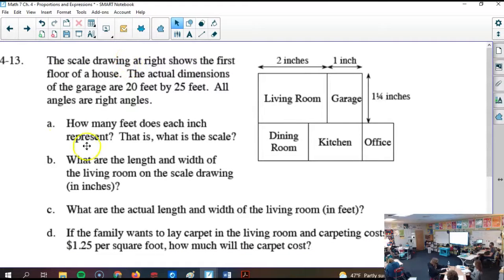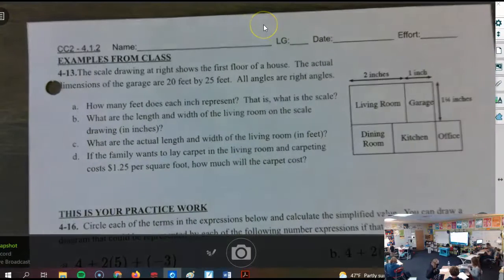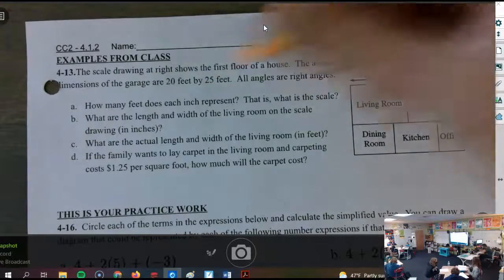So, this is on your notes paper. Get out your notes paper if you put it away for some reason. This is on 412 notes paper, whatever you call this, worksheet, handout, practice. Work with your team. But here's what they tell us.